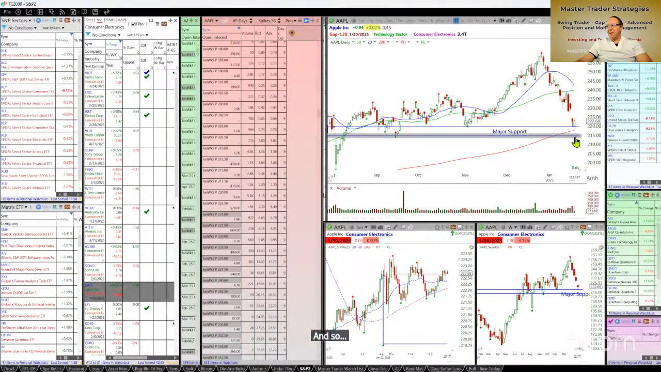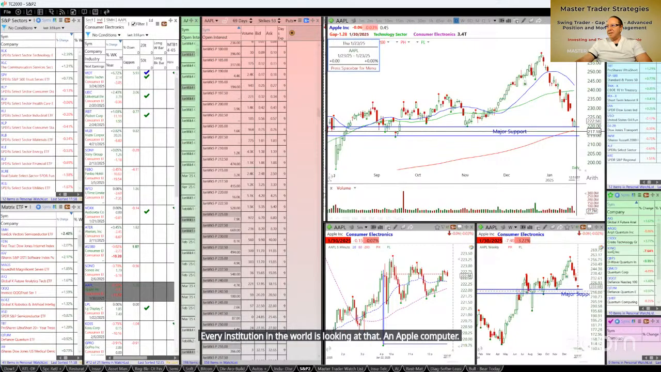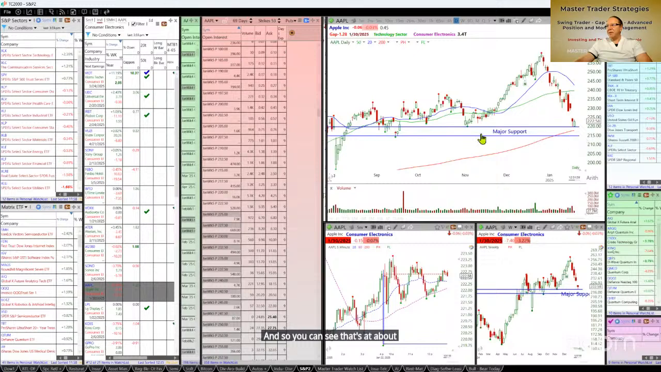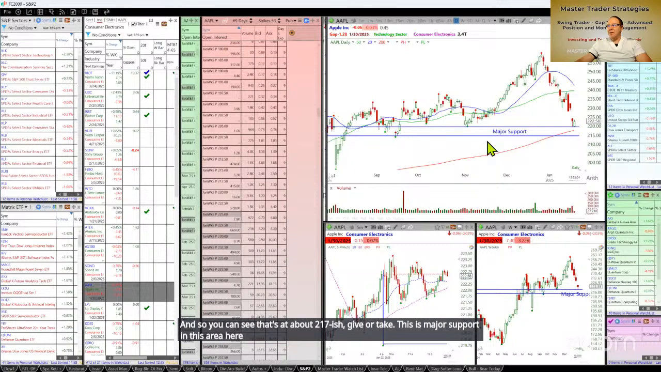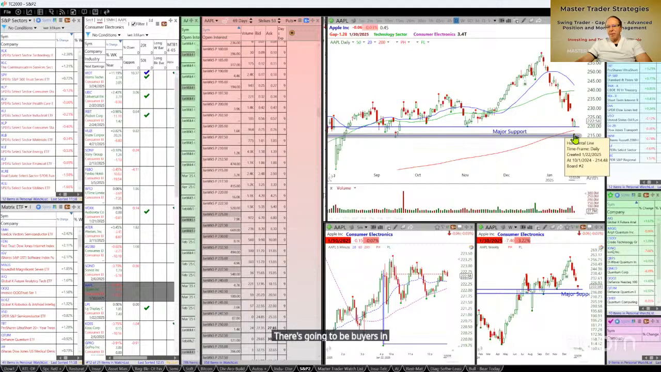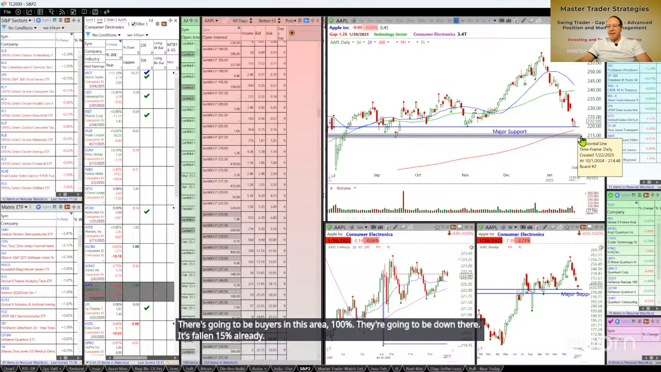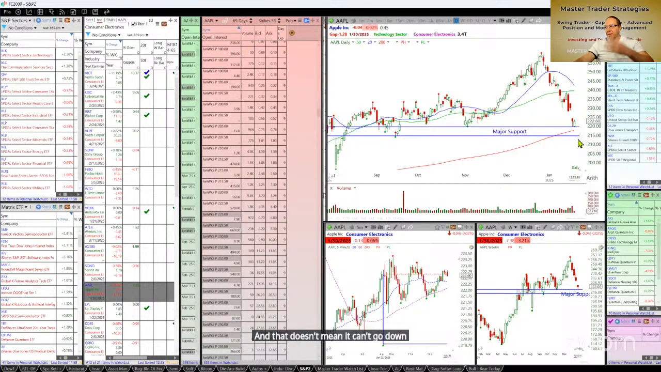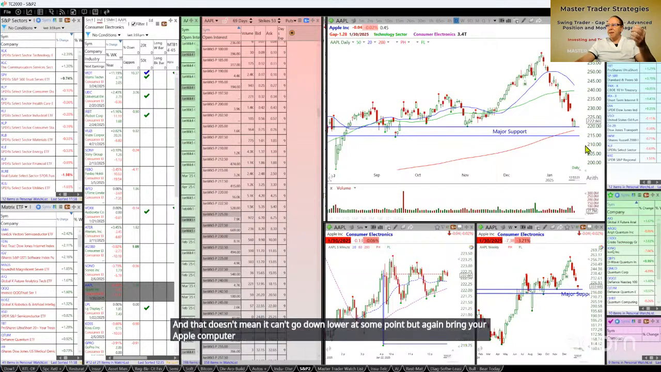Looking at that, this is the 200 period moving average. Every institution in the world is looking at that on Apple Computer. You can see that's at about 217-ish, give or take. This is major support in this area, similar to what you saw on the slide. So there's going to be buyers in this area, 100%. It's fallen 15% already, and that doesn't mean it can't go lower at some point. But again, figure Apple Computer, institutions want it.